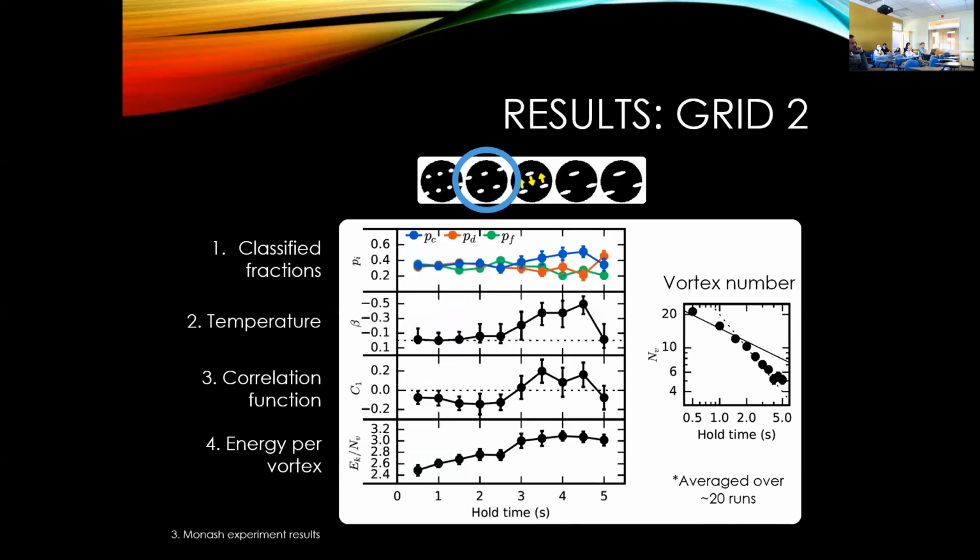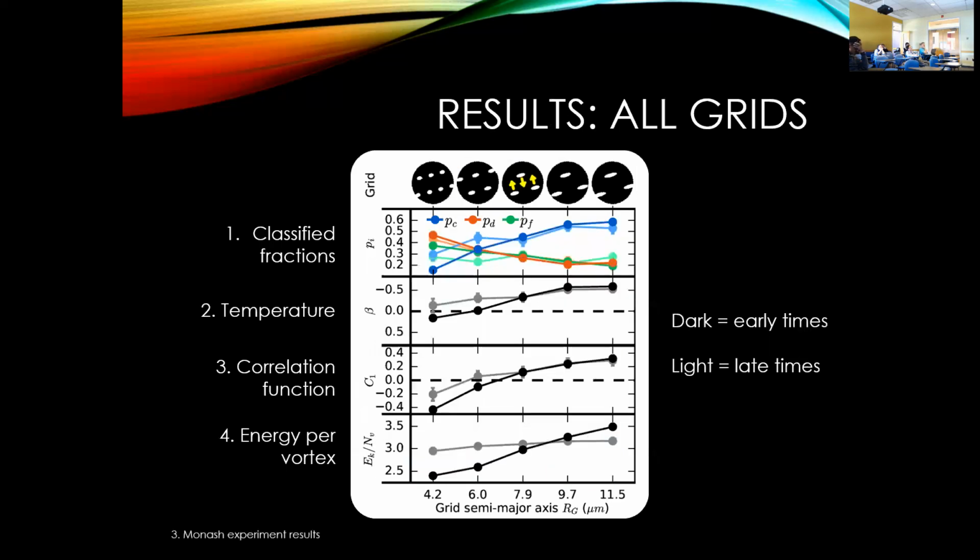So then we have the same picture for every grid size here, but I won't go through them all. I'll just compare them overall now. To do that, we took an early time average, which is the average of the first 3 points, and a late time average, which is the average of the last 3 points. And then we just plot those averages as a function of grid size. So you get a plot like this. The x-axis is which grid we've used, and the dark curves are the early times and the late curves are the late times.